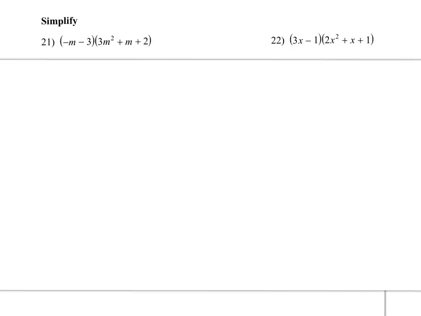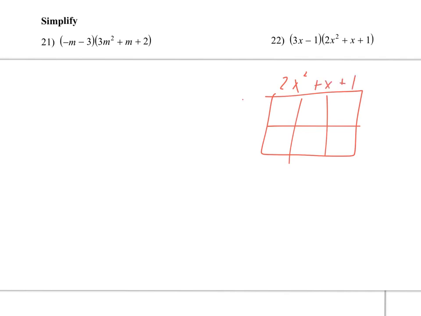All right, this one I need to simplify. It's 2 parentheses multiplying by each other. So I always use the box for this to multiply. Okay, and then I got 6x to the third. I got 3x squared. I got 3x. I got negative 2x squared. I got negative x, and I got negative 1.